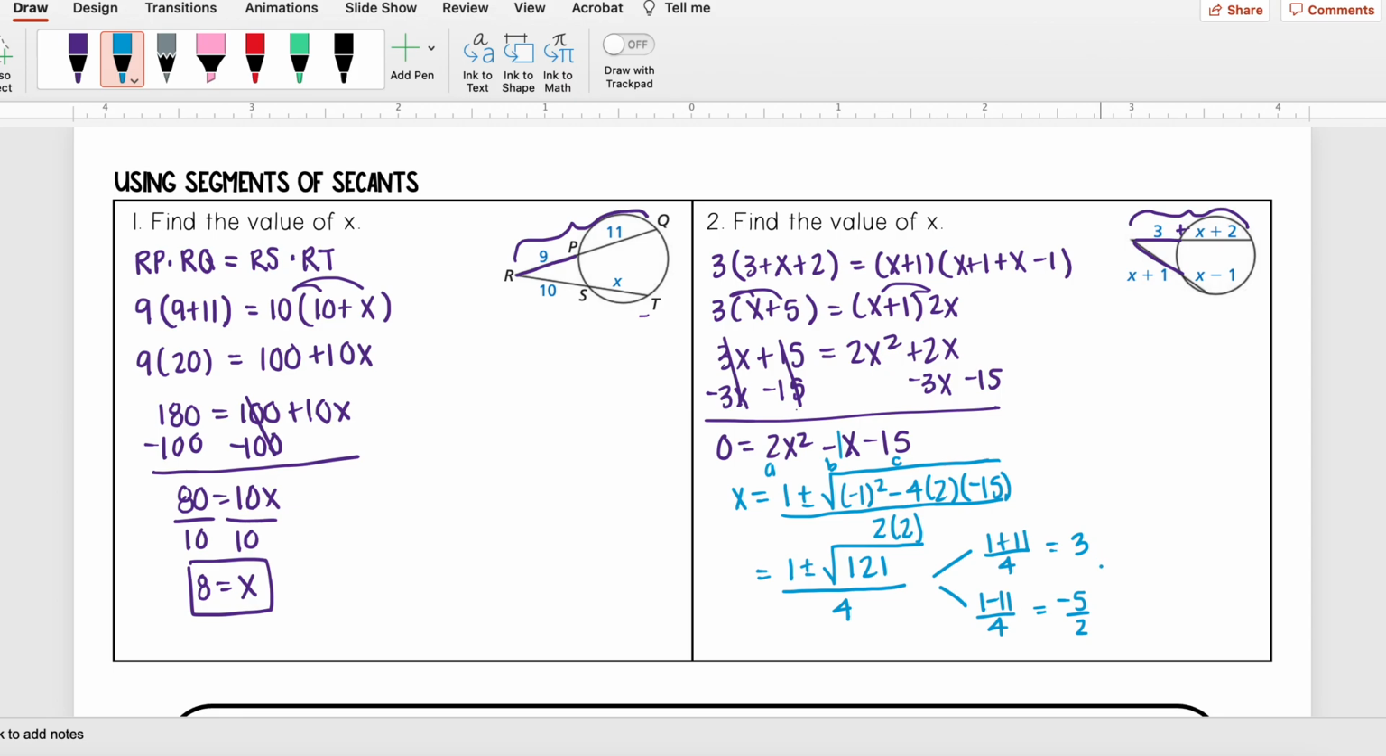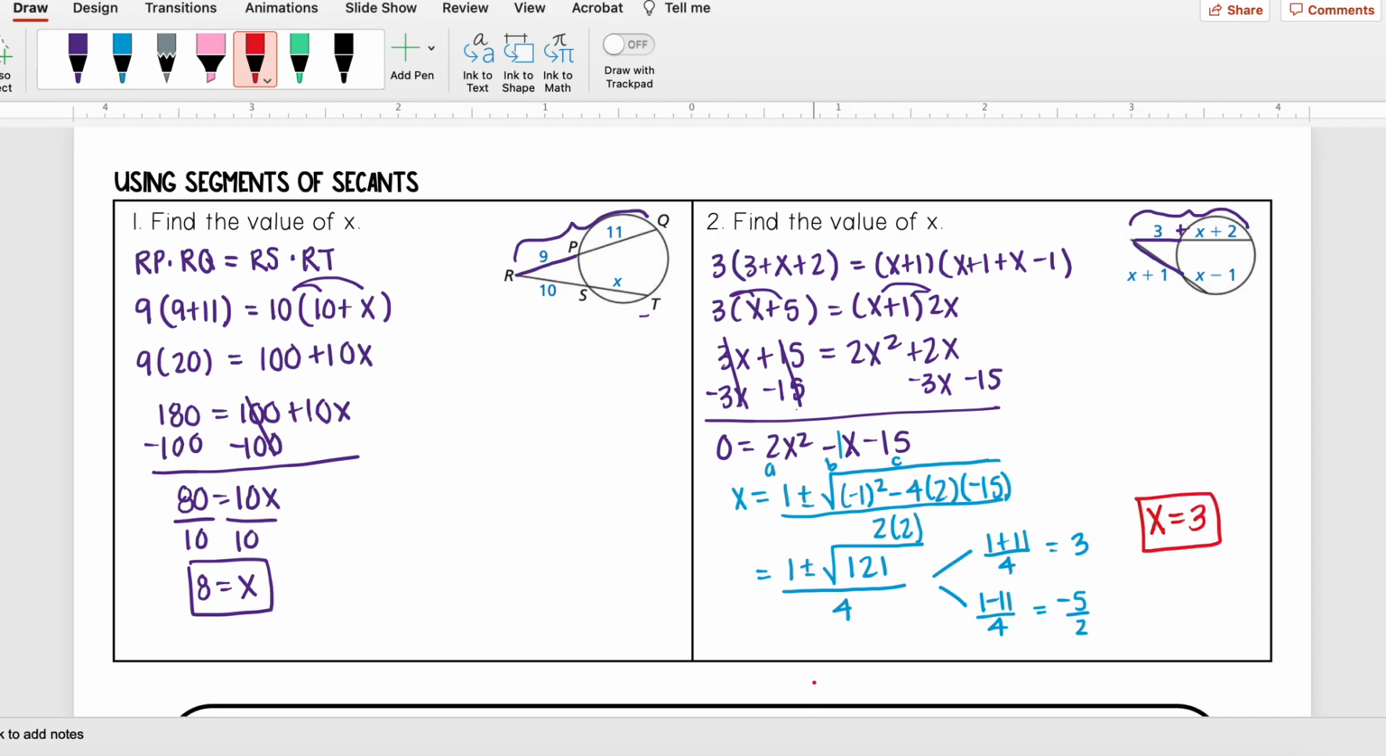And so I do end up with 2 different answers. However, I need to pick the one that makes sense in terms of the problem. And since I can't have a negative length or distance, that means my answer is going to be the positive one. So x is just going to equal 3.